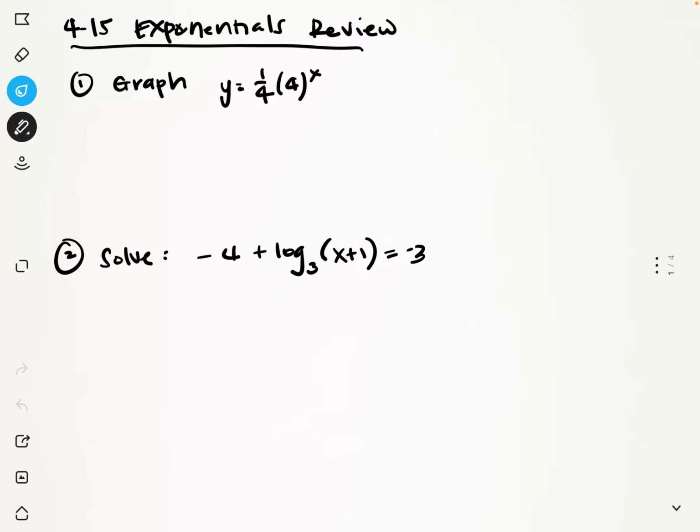The first thing it's asking us to do is graph, so we're just going to talk about how we're going to graph. I'm not going to actually graph it. You guys can do that on your assignment. Anytime we have an exponential, usually everything starts happening around 0. So we're going to put that 0 in the middle for our x in our table.